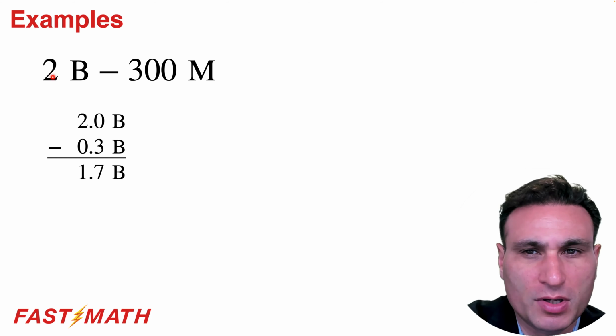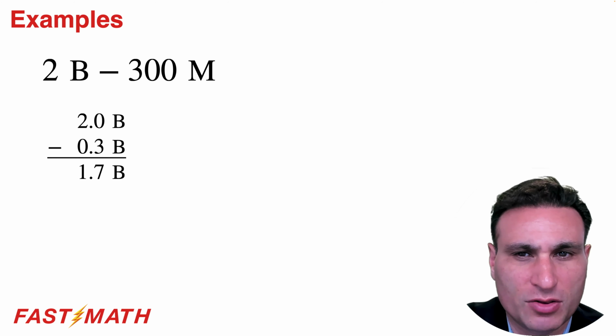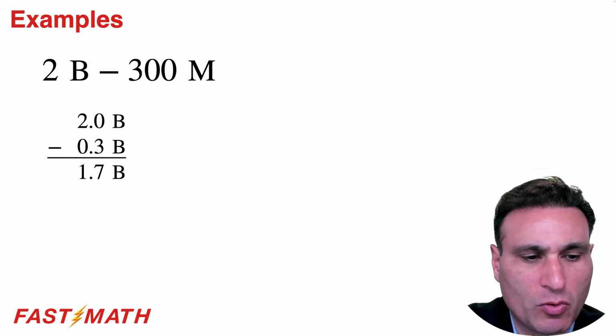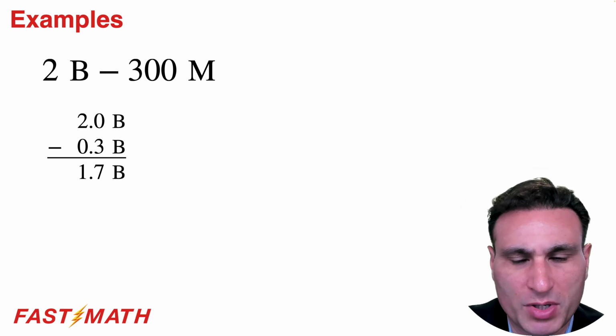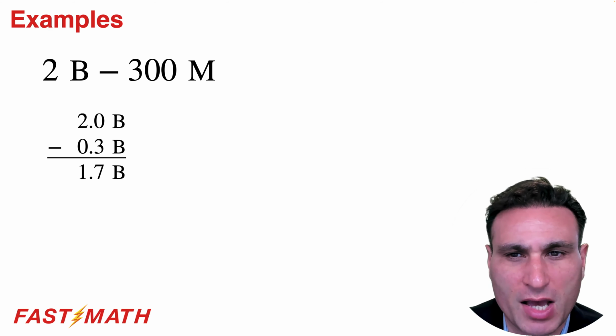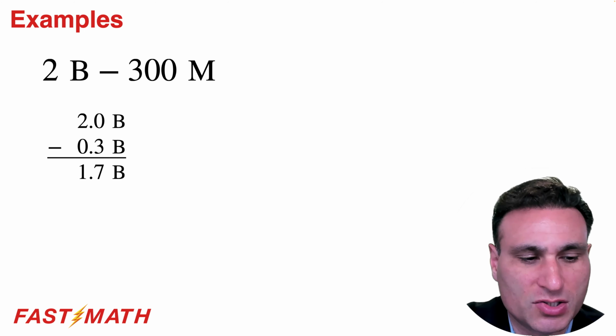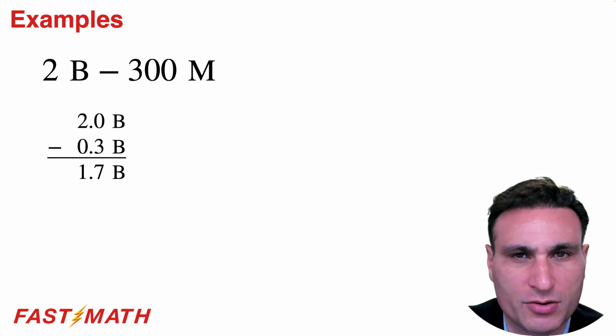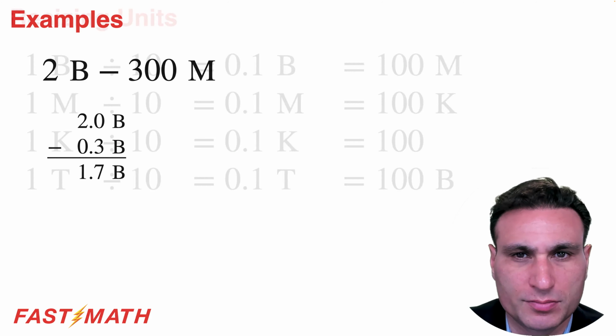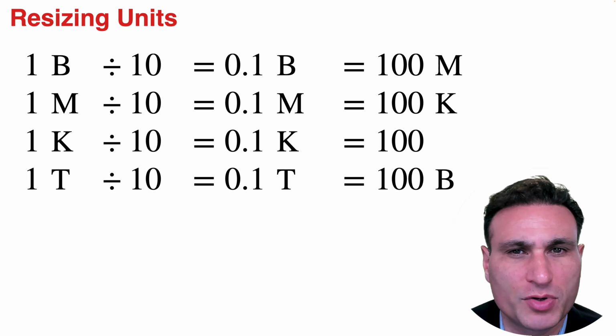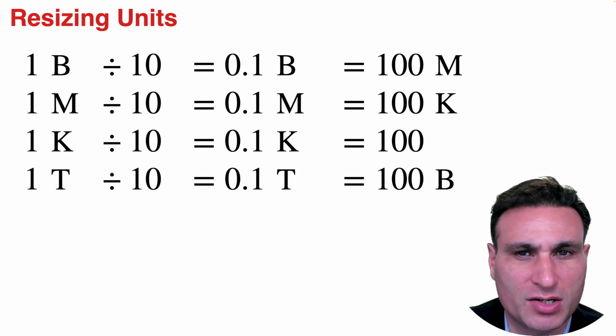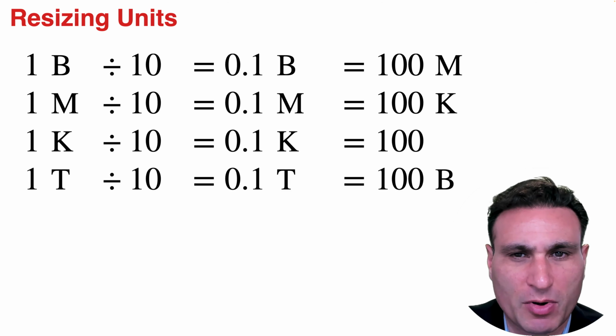If you broke 2 billion into 2,000 million and then subtracted 300 million to get 1,700 million, you would want to resize this result to 1.7 billion. So for this problem, we resize 300 million to 0.3 billion because the result would be in billions. The point here is that to add and subtract numbers with different units of magnitude, you need to resize the units to the same unit of magnitude, and then add or subtract the numerical portions. Here are some facts to help you resize units. The main point is that tenths of units are hundreds of the next smaller unit.